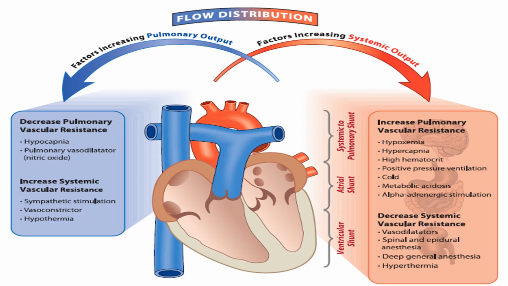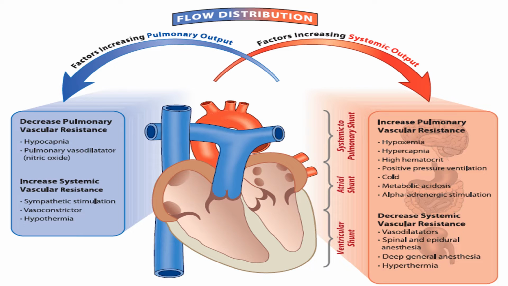So this is a very important slide on flow distribution and some of the things that go on in the operating room that affect your flow. Of course, if you flow more left to right, you're going to end up having systemic hypotension and less shunt. But if you flow more right to left, you're going to have better systemic blood pressure and perfusion, but at the cost of lower oxygen saturations.